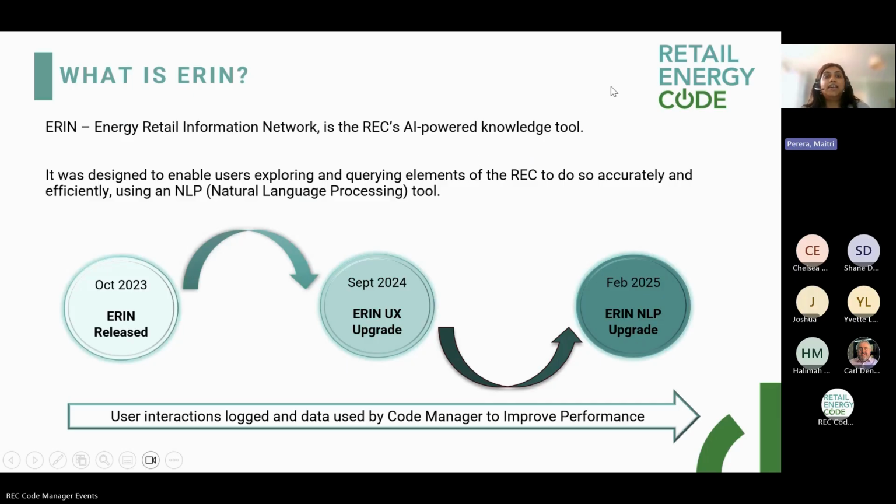So what is ERIN? It was initially designed as an AI-powered tool to help users explore and query elements of the REC using natural language processing, and it stands for the Energy Retail Information Network. It initially started in October 2023, and upgrades were made based on user interactions logged and data used by code managers to improve performance. Those upgrades happened over September 2024 and again in Feb 2025.